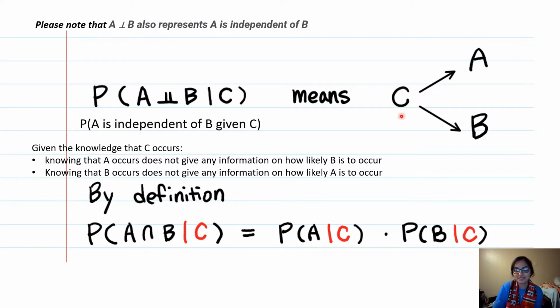If we have knowledge about C taking place, so if we know that A occurs, so A given C, it does not give us any information on how likely B is to occur. Similarly, if we know that C occurs and B also occurs, it does not give us any information on how likely A is to occur. So that's what's meant by conditional independence. Given the knowledge that C occurs, knowing that A occurs does not give any information on how likely B is to occur, and knowing that B occurs does not give any information on how likely A is to occur.